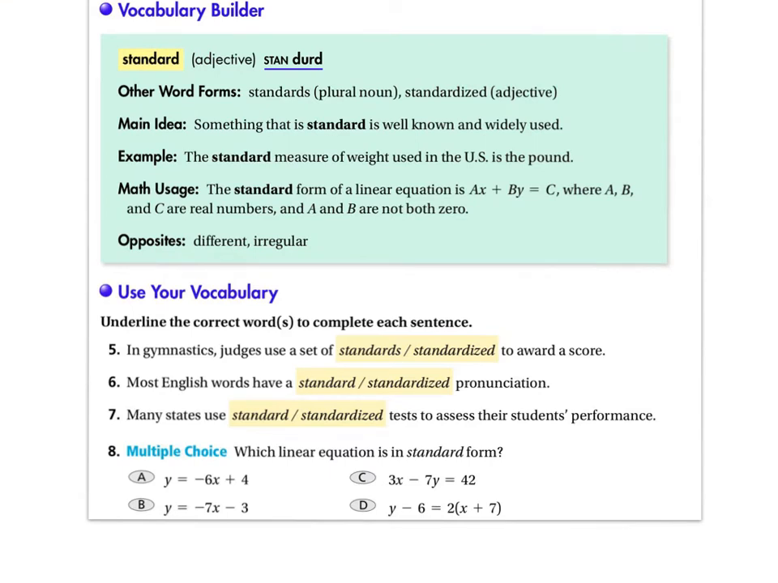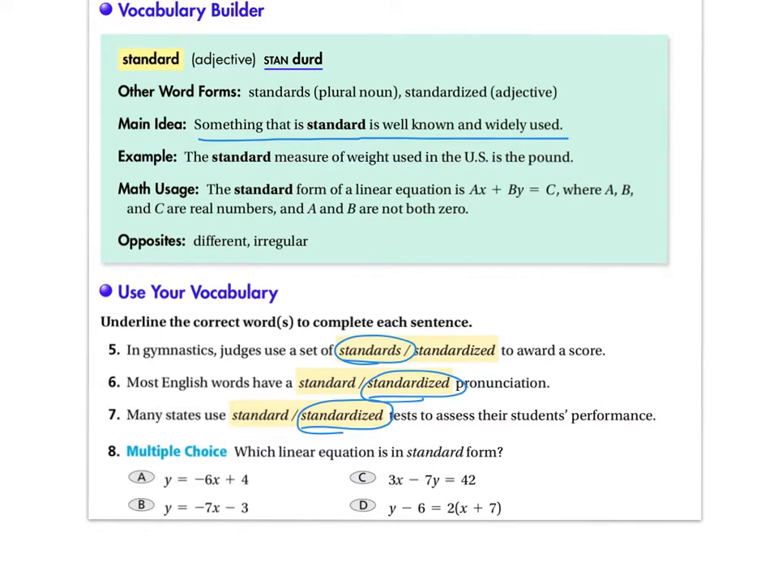Vocabulary. Our word is standard. Standard is something that is well known and widely used. So in gymnastics, judges use a set of standards to award a score. Most English words have a standardized pronunciation. Many states use standardized tests to assess their students' performance.